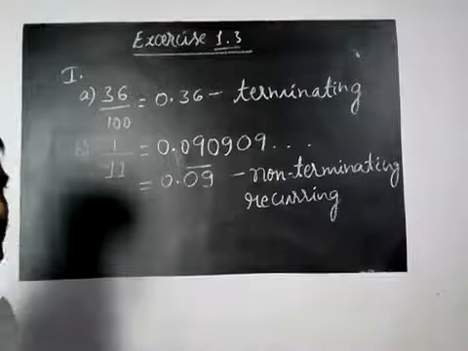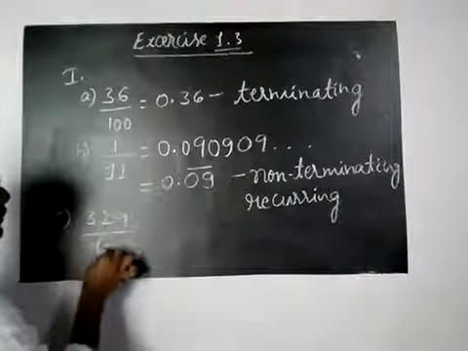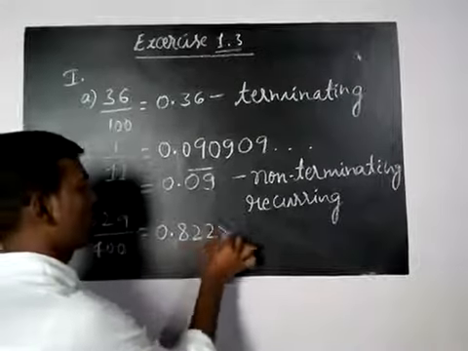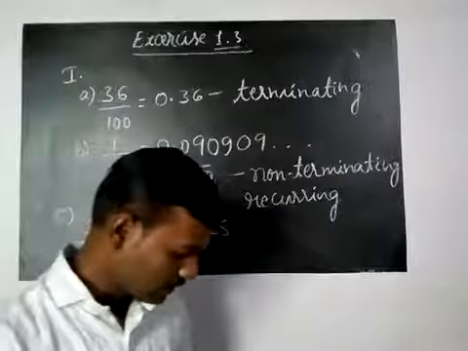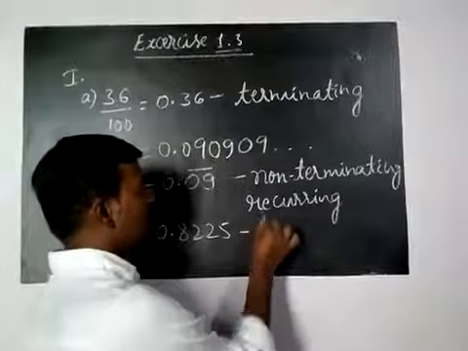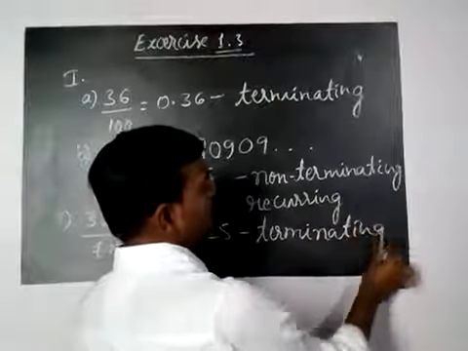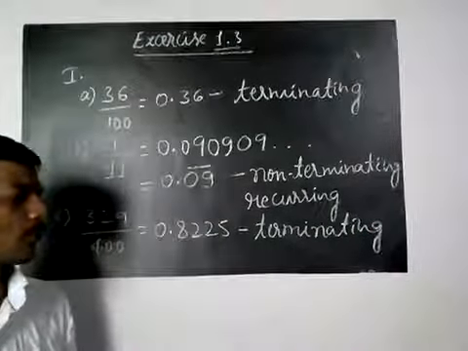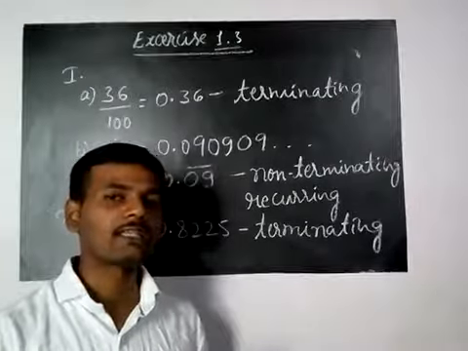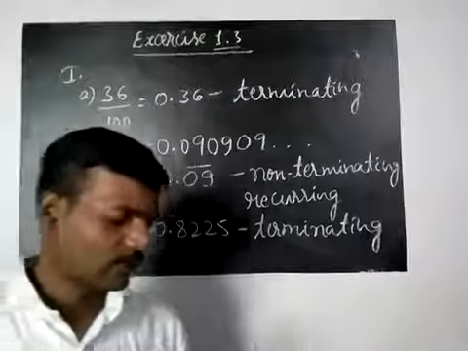Let me take one more example, 329 by 400. The decimal expansion will be 0.8225. So it is also terminating. Why is it terminating? The division process ends and there are a finite number of digits after the point. So that's why it is a terminating decimal expansion.